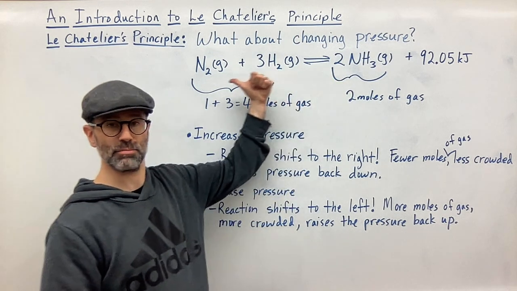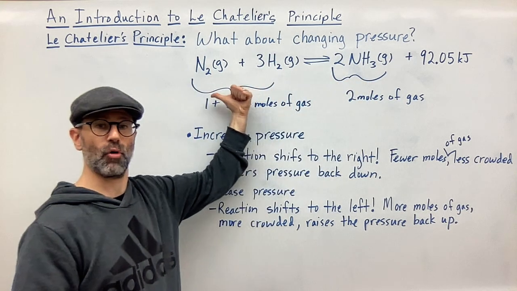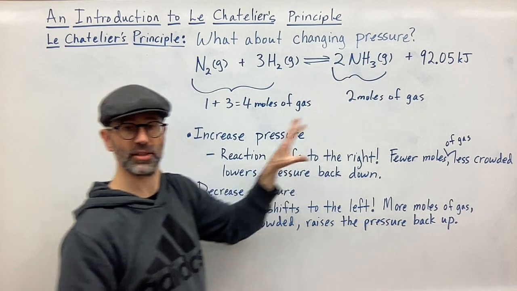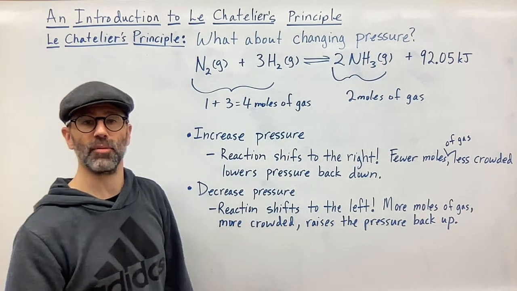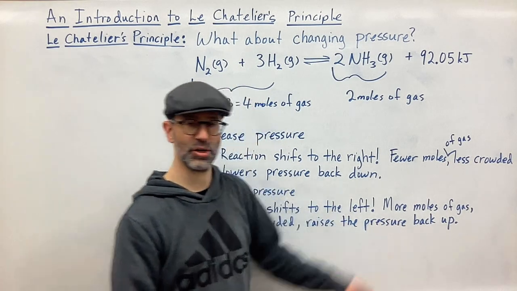This side has more particles, so it's going to shift to this side to make more of these reactants and less of these products. So we can increase the number of particles, and so it becomes more crowded and raises the pressure back up.